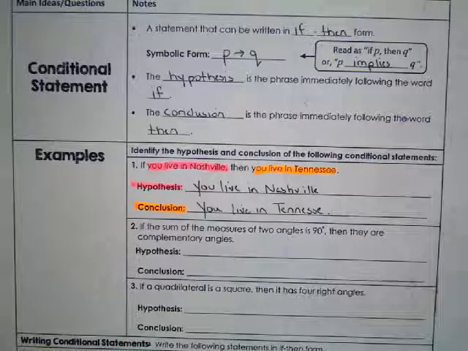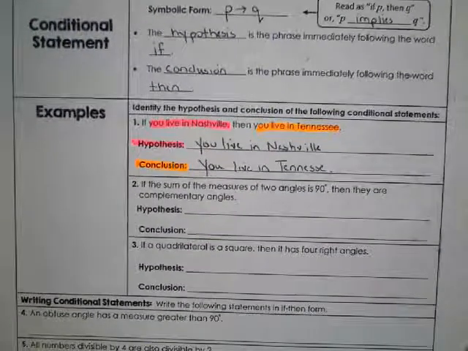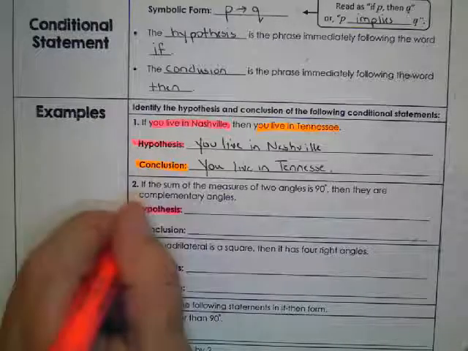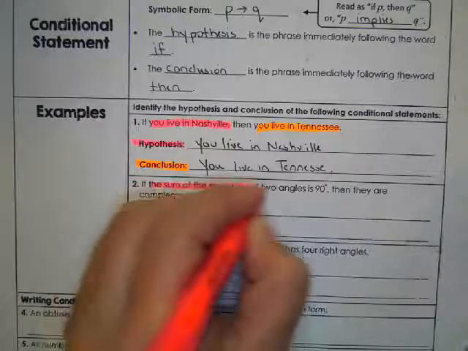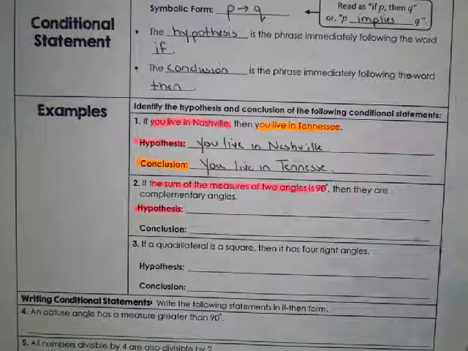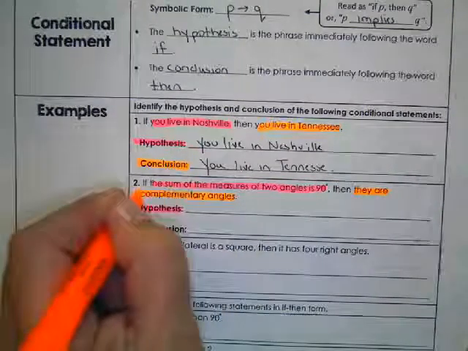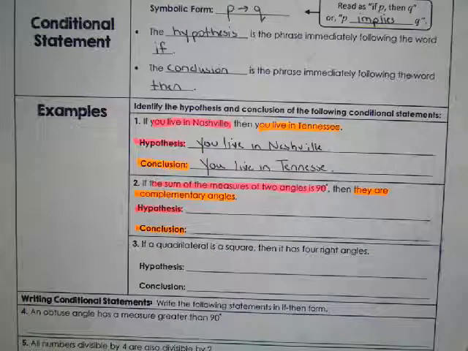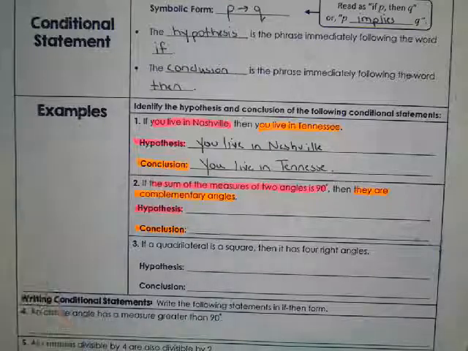Okay. Second example, a geometry type example. For the hypothesis, again, we look for the word if. So the sum of the measures of two angles is 90 degrees. The conclusion is, then what do we know? We do know that complementary angles have a sum of 90 degrees, so that is our conclusion. So if someone says I have two angles and they add to 90 degrees, you can say, oh, then they are complementary.